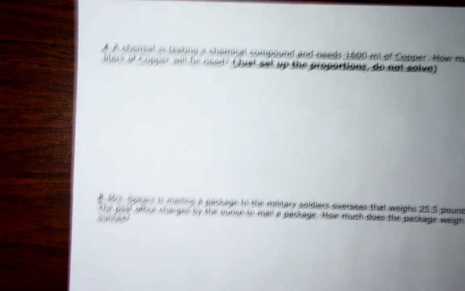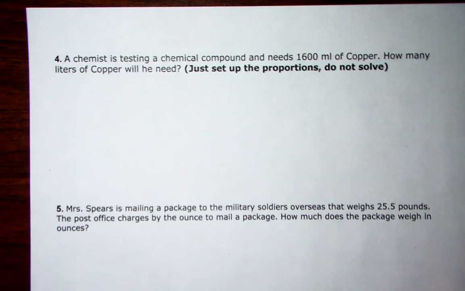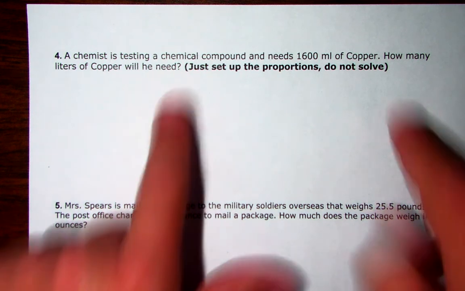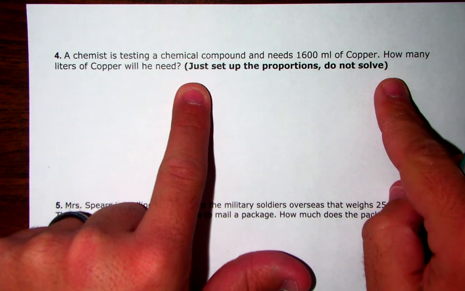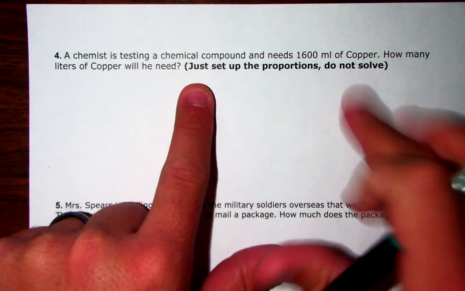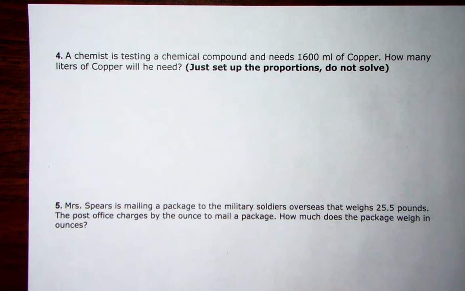Number 4. A chemist is testing a chemical compound and needs 1,600 milliliters of copper. How many liters of copper will he need? And I put in bolded parentheses. Just set up the proportions, do not solve. On your test, you will have to set it up correctly, but I believe you will have to solve it. So let's go ahead and try it.